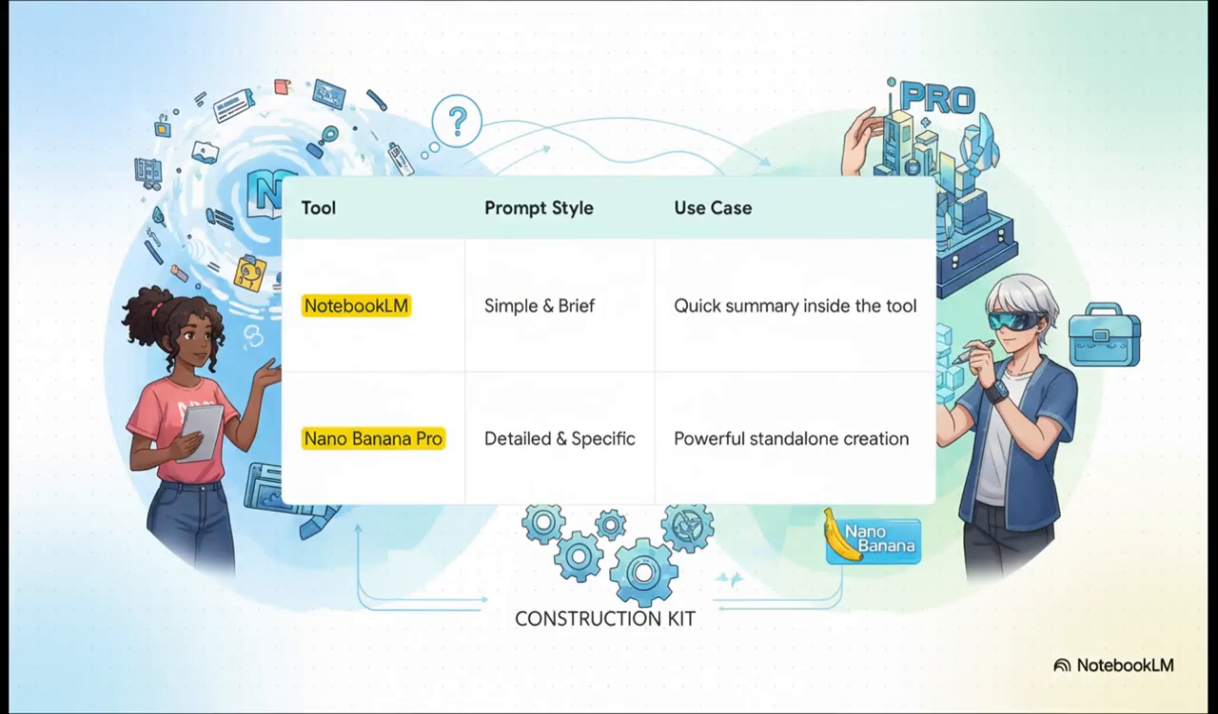And this little chart really sums it all up, doesn't it? If you need a quick visual summary and you're already in NotebookLM, that simple prompt is your best bet. But when you need more control, or if that first one fails, a detailed prompt in a standalone tool like Nano Banana Pro is the way to go. It's really just about knowing which tool to pull out of your toolbox for which job.